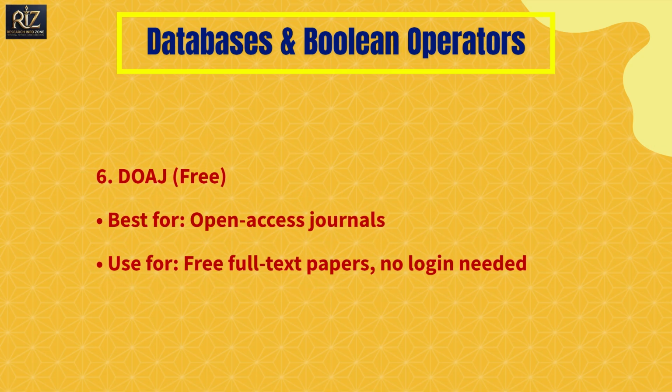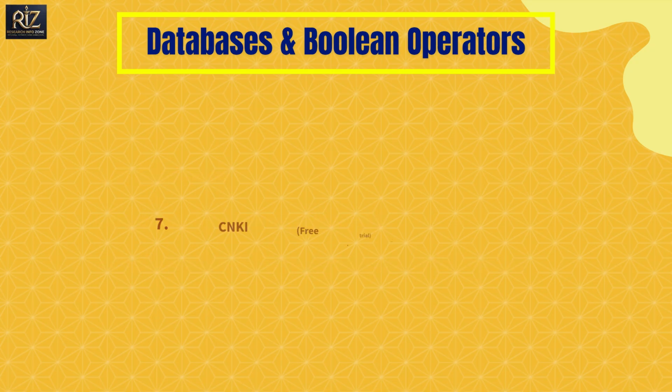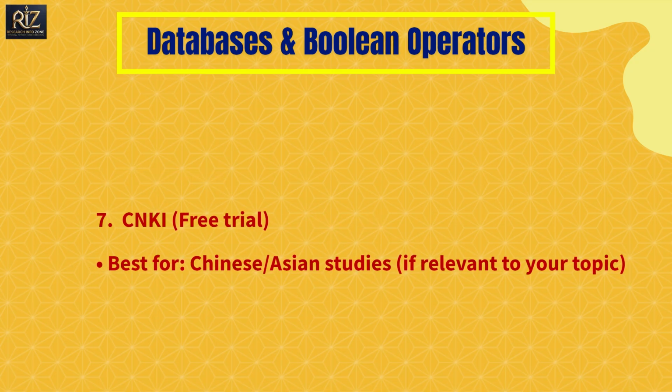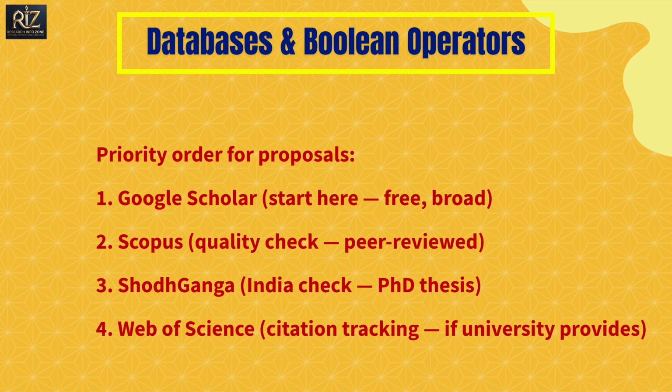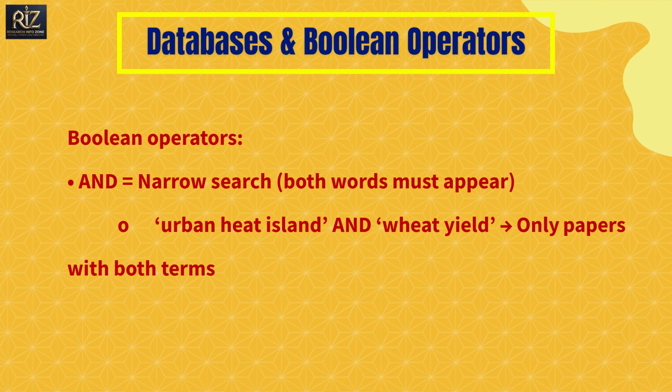6. DOAJ is free. Best for open access journals, used for free full text papers and no login needed. 7. CNKI is free. Best for Chinese Asian studies if relevant to your topic. Priority order for proposals: Google Scholar, Scopus, ShodhGanga, Web of Science. Now, how to search effectively with Boolean operators. Boolean operators.